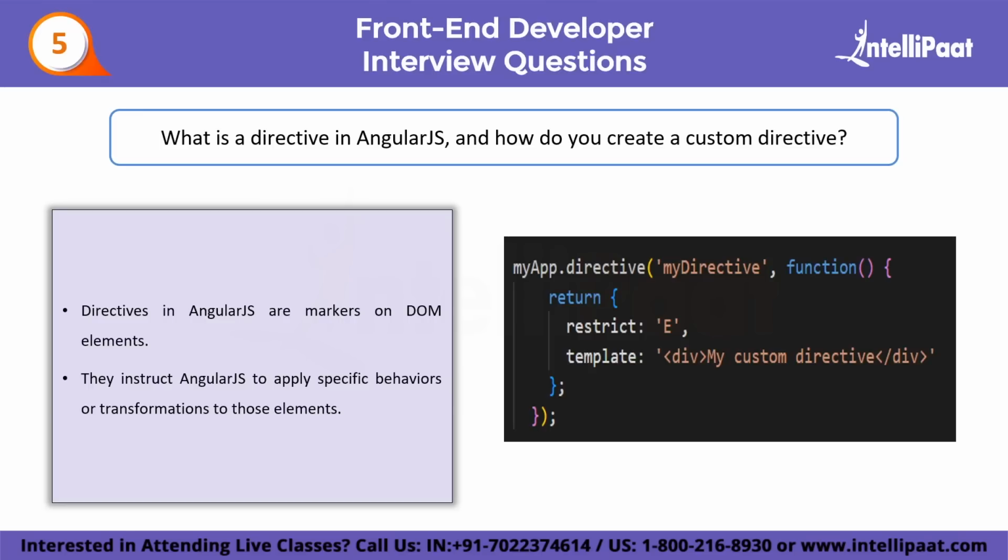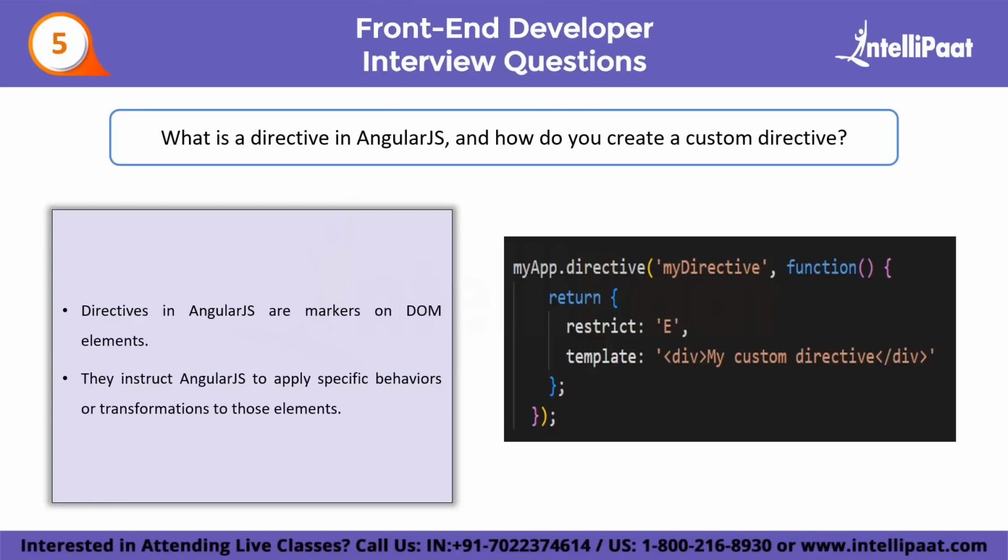It restricts the usage to an element, written as restrict: 'E', and provides a template that replaces the element with the specified content. Once the custom directive is defined, you can use it in your HTML like any other built-in directive. When AngularJS encounters the myDirective tag, it replaces it with the content defined in the custom directive's template.